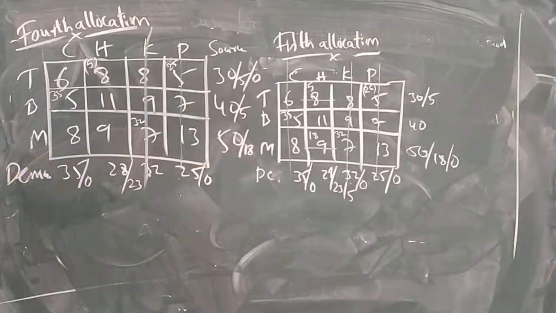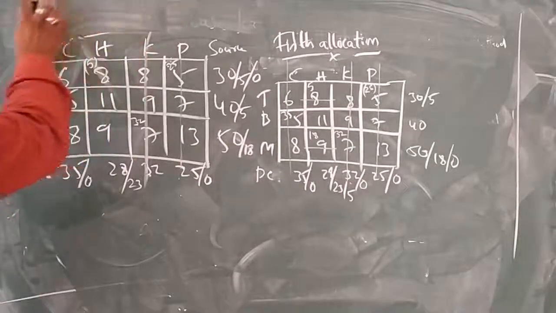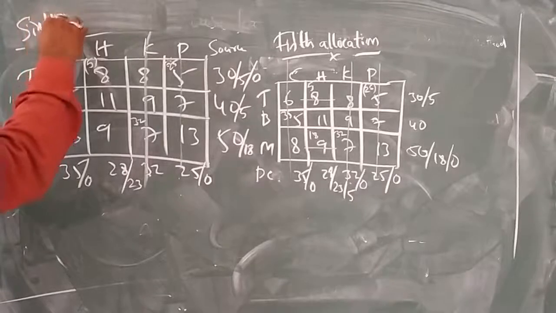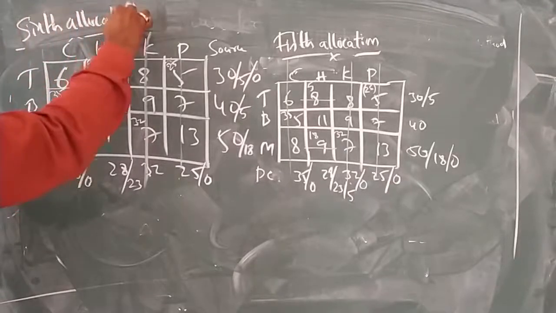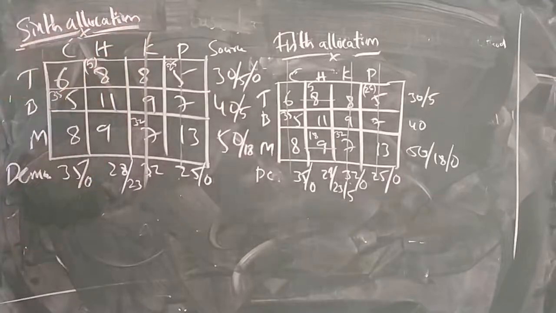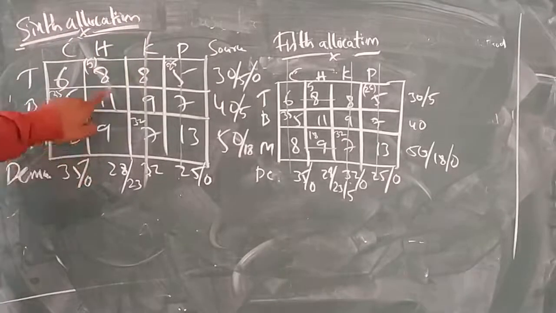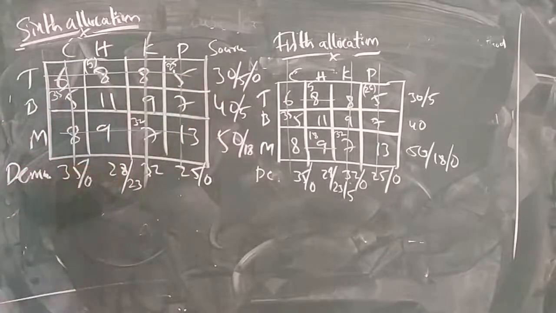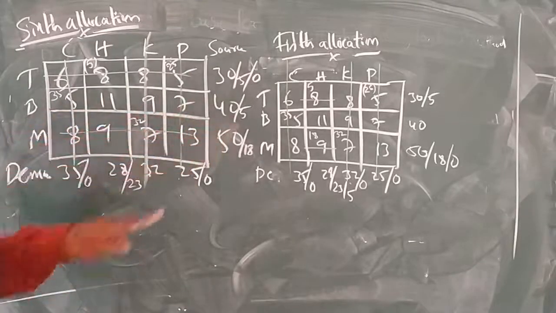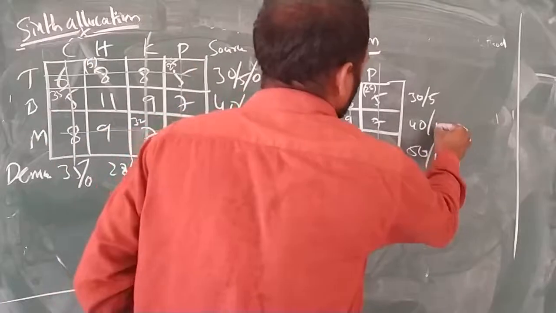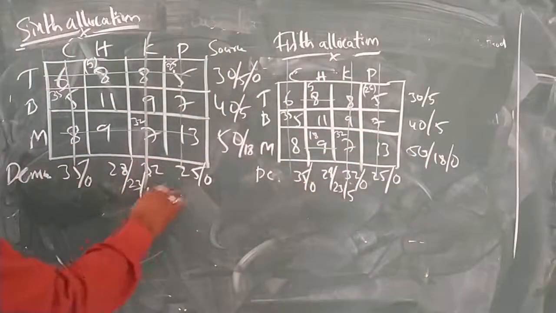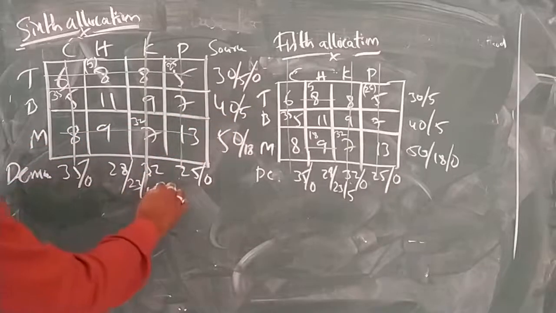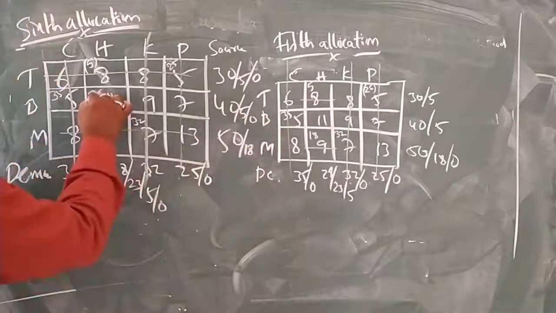Now the last one is the sixth allocation. Why am I saying last one? Because we are left with only one value. In the sixth allocation, 11 is the value which is left, so this is entirely deleted. 11 has the value 5 here and also 5 here. The minimum value of 5 and 5 is 5. So 5 minus 5 is 0, here also 5 minus 5 is 0, and here we can write it as 5.